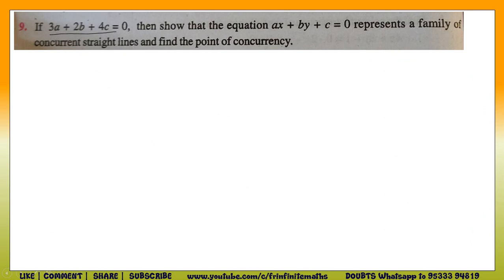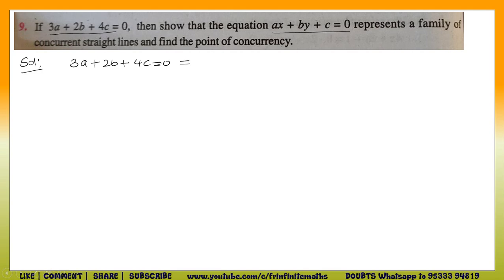Now to represent this particular line equation ax plus by plus c is equal to 0 as a family of concurrent straight lines, we need to represent this in the form of L1 plus lambda L2 is equal to 0, right? Now first of all, what is given here? We are given 3a plus 2b plus 4c is equal to 0. So this is the given condition, right? Now we need to represent ax plus by plus c is equal to 0 in the form of L1 plus lambda L2 is equal to 0. For that, here we have 3 variables, right?